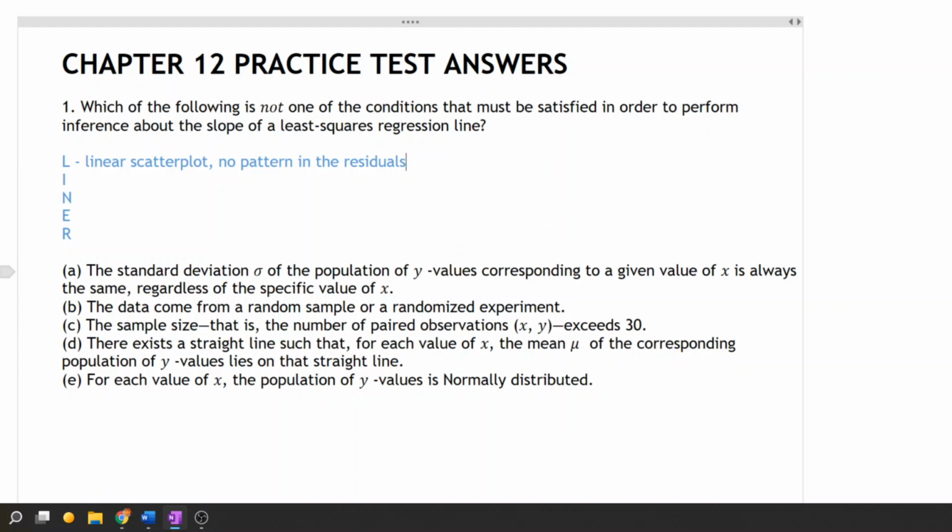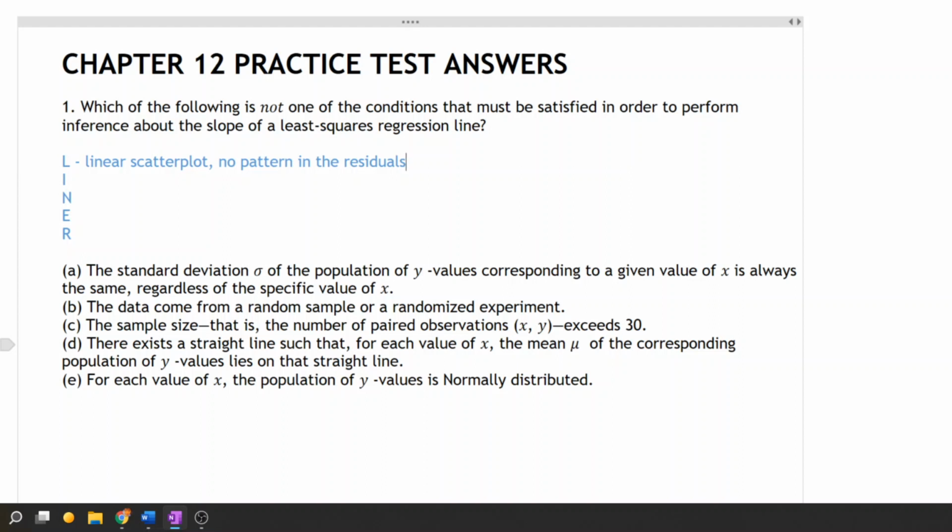Let's see, this first one is about standard deviation. That's not really about a linear scatterplot. The data has to come from a simple random sample. We'll get to that later. Sample size has to exceed 30. That sounds like we're talking about a CLT.